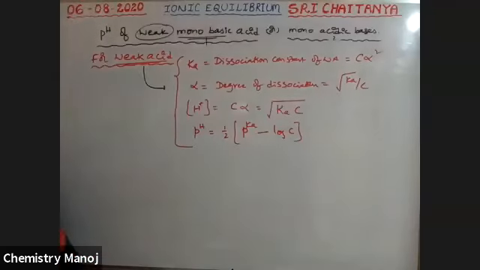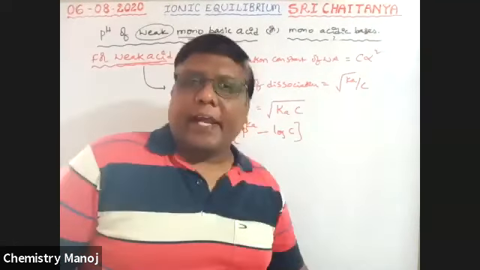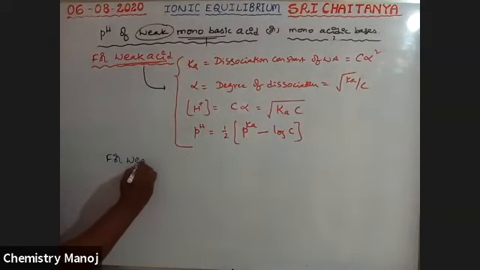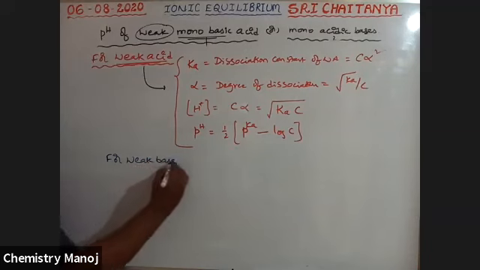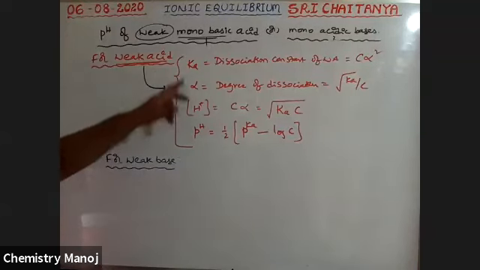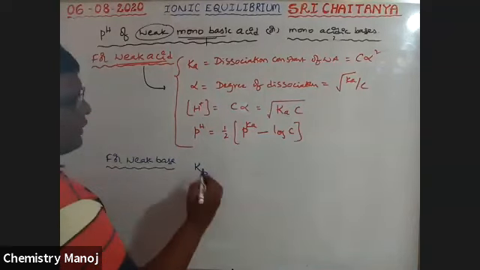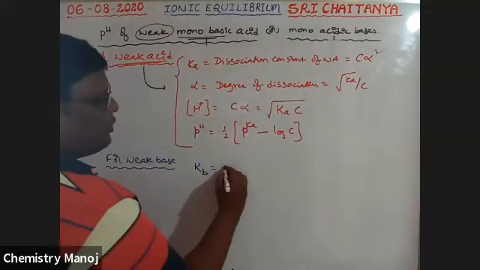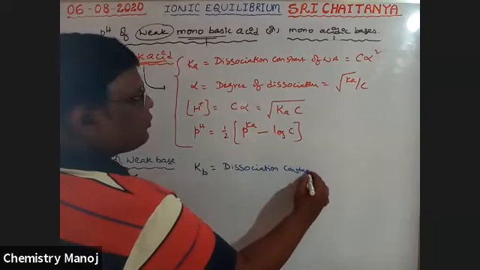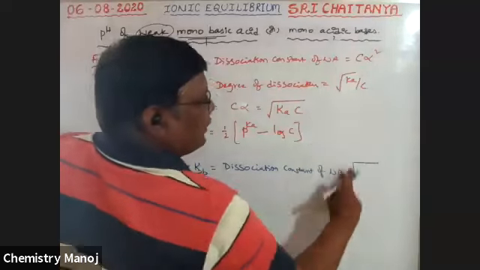Okay, boys. See here, it is for weak acid. Now I am trying to explain for weak base. So for weak base, similar to acid, all these formulas are identical. For base there is a Kb, not Ka. Kb is nothing but the dissociation constant of weak base, which is equal to under root C alpha square.